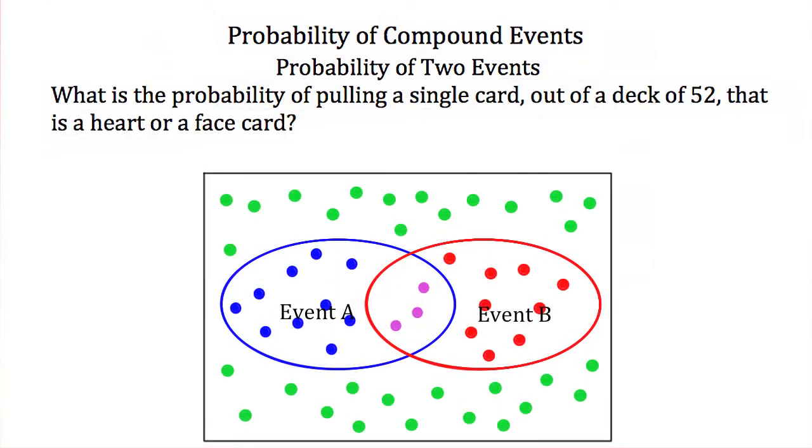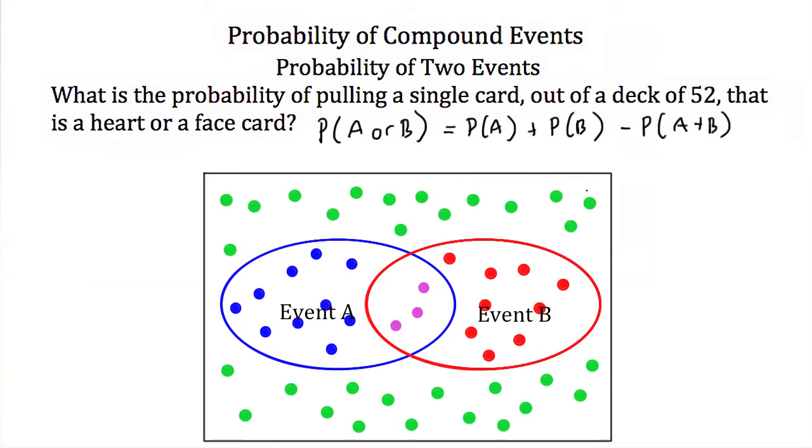So what is the probability of pulling a single card out of a deck of 52 that is a heart or a face card? Well, we just did this. Remember that the probability of A or B is equal to the probability of A plus the probability of B minus the probability of A and B, or the intersection of A and B. Now, A is pulling a heart, and the probability of pulling a heart is 13 out of 52. We're going to add that to the probability of B, and the probability of B is pulling a face card. Well, that's 12 out of 52. And then we're going to subtract the probability of A and B together. Well, that's just these 3 out of 52, so 3 out of 52.